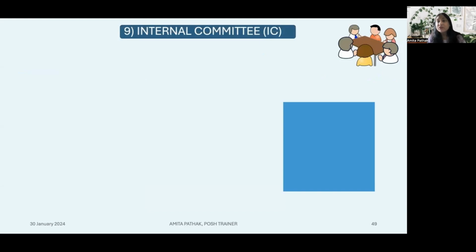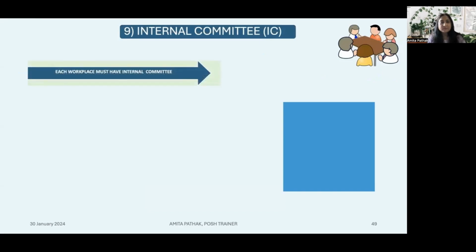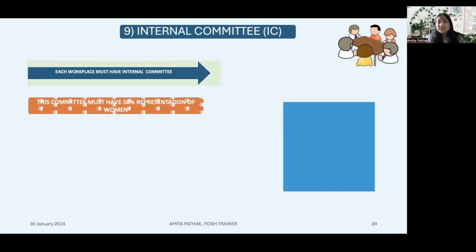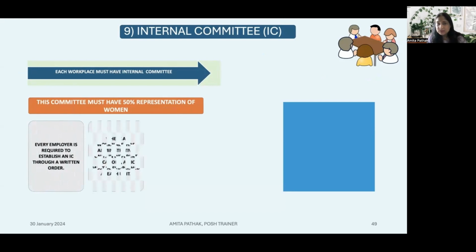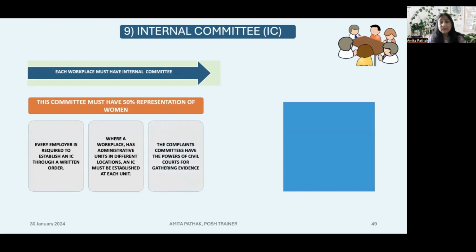Next comes two types of committee we will understand. Internal committee. Each workplace must have an internal committee with a 50% reservation of women. And every employer is required to establish the internal committee through a written order. Now, if a workplace has different branches, what's the case there? Every branch must have its own internal committee. And this complaint committee has the power of a civil court to gather evidence.